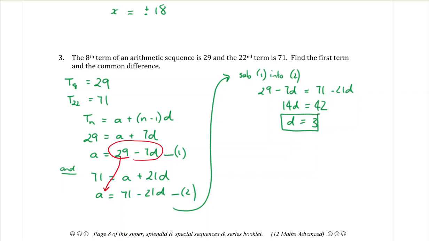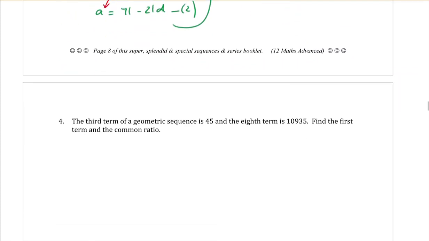Okay, that's not enough. I still need A. You can choose where you substitute it back into, equation 1 or equation 2. Doesn't matter. Equation 1, excellent. Okay, so that would be A equals 29 minus 7 times 3, which equals, anyone got it? 8. Perfect. So the question said to find the first term and the common difference. A is the first term and D is the common difference. We're done. Next page.